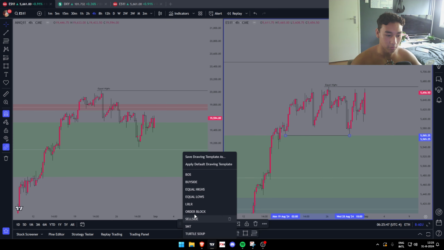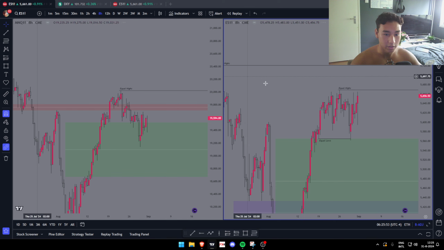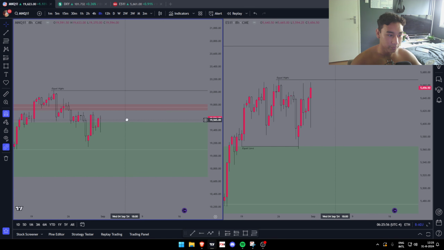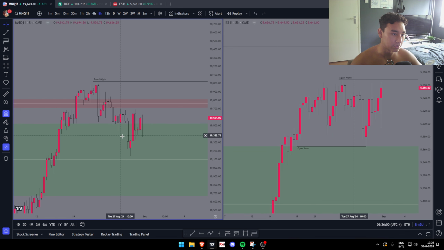So ES took out equal lows. Here, this low and this low are almost equal. We took out these equal lows, and now we go higher from here. If we can zoom in, I don't really want to zoom in that much because it's weekly analysis. So we could do something straight inside of here, but I don't think that this low is going to take.